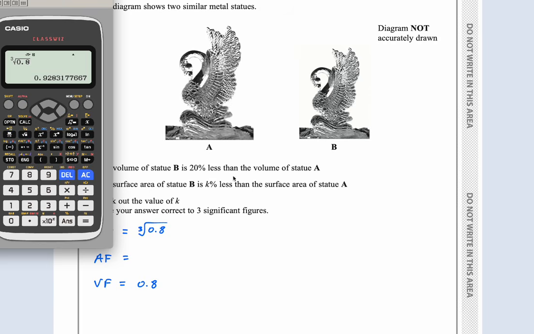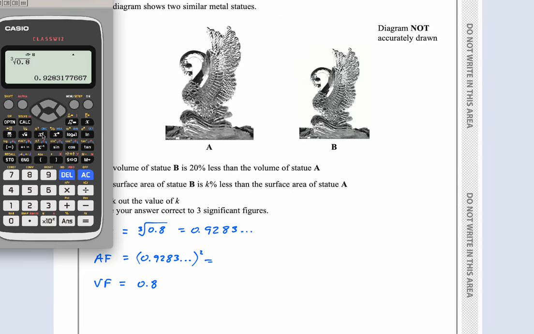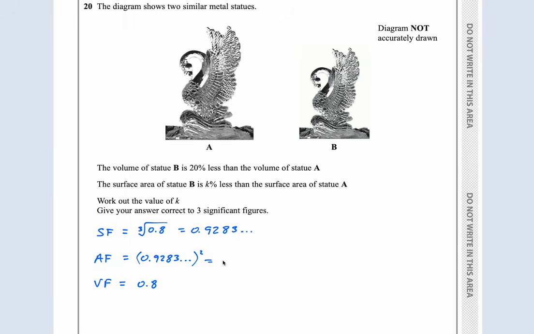So that's 0.9283177... I'll just put the dots, guys, because I'll keep it in my calculator. And the area factor is equal to this squared. Let's find out what that is. So this squared, I get 0.86177.